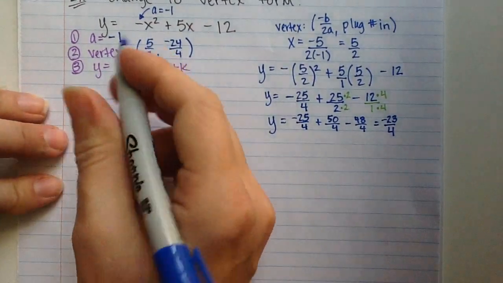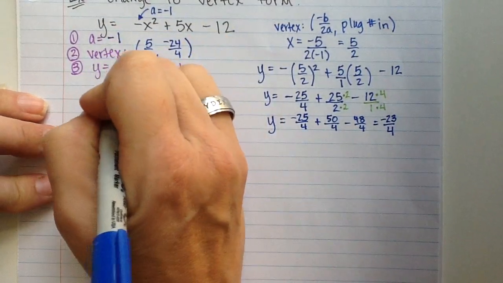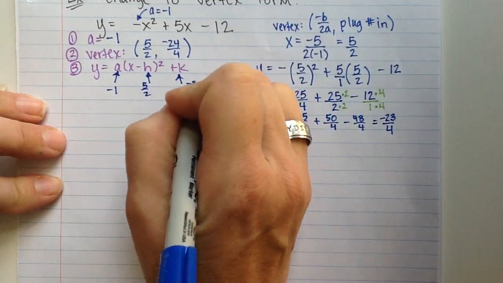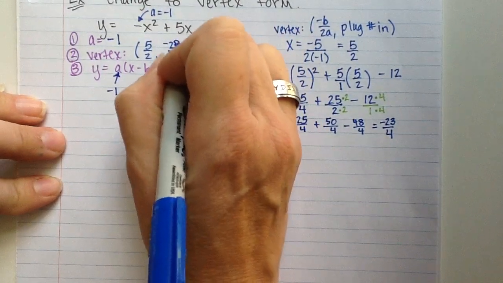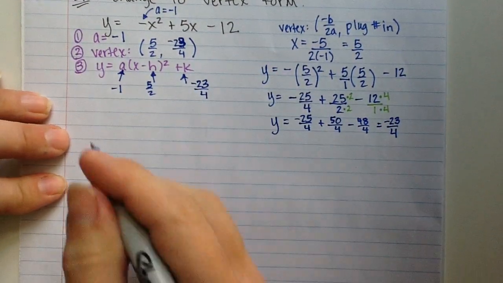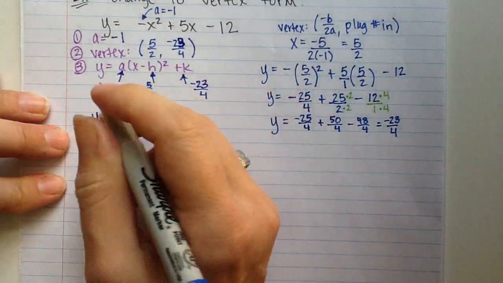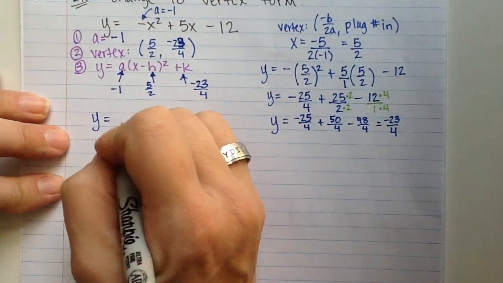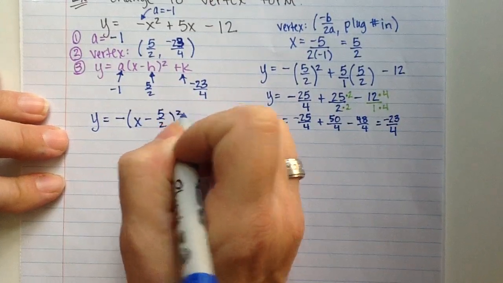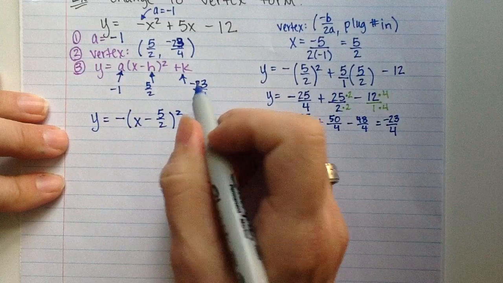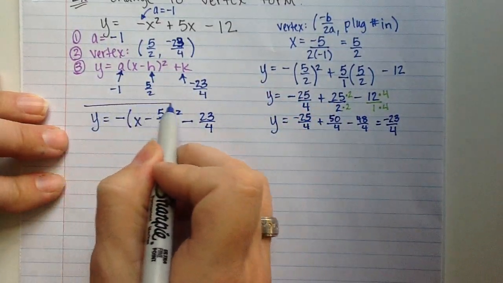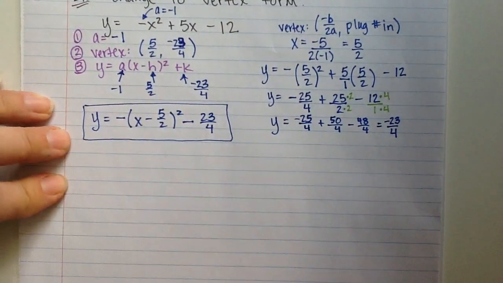And then we just start replacing our numbers. So I'm going to replace the a with a negative 1, the h with 5/2, and the k with negative 23/4. So the equation I'm looking for is y equals, I don't have to write the negative 1, I can just put a negative symbol, and then (x minus 5/2) squared, and then I don't want to write plus negative 23/4, I'll just write minus 23/4, and that will be vertex form.